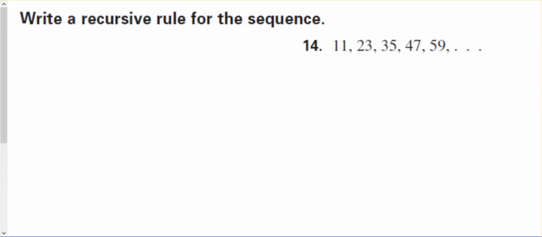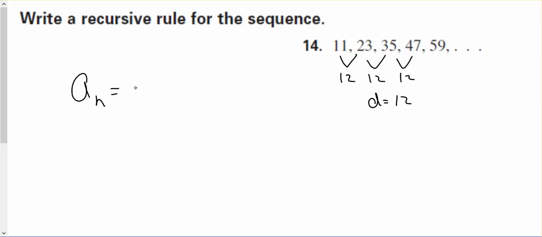You guys try this one. What are we adding? 11 and 23, we'd have to add 12. 23 and 35, add 12. Add 12, our common difference is 12. So we'd say a sub n equals a sub n minus 1, our previous term. The term we're on is going to equal the previous term plus 12.